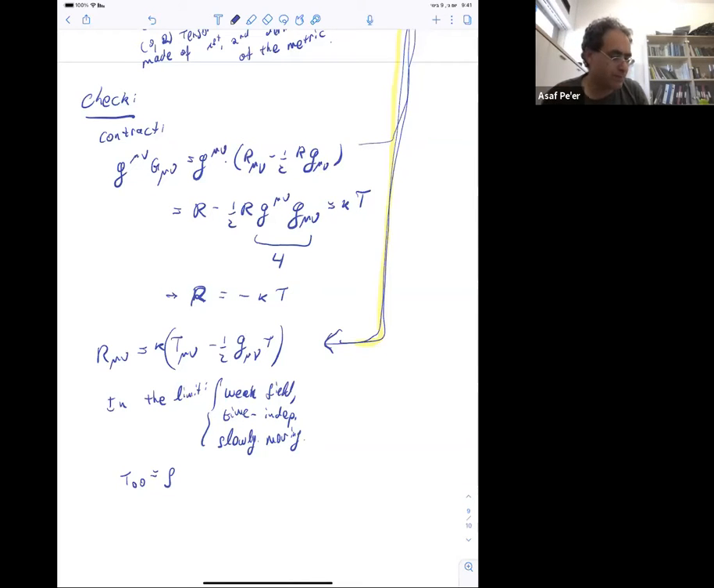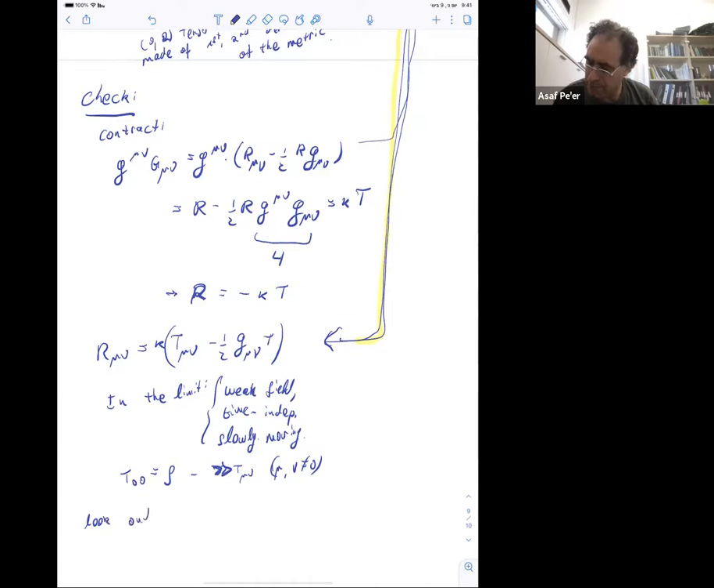So T00 is rho. And that's going to be much greater than all other terms. Essentially, rest mass energy is much greater than the kinetic energy, right? And so T00 is much greater than T mu nu for the others, so I can neglect those. So I look only at the mu equals 0 terms.